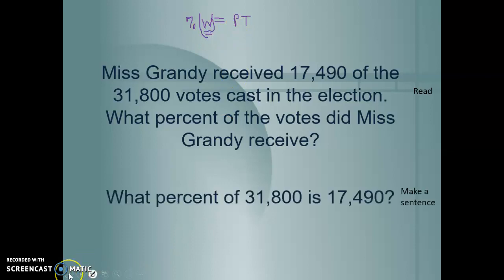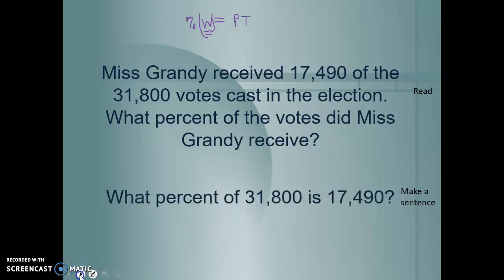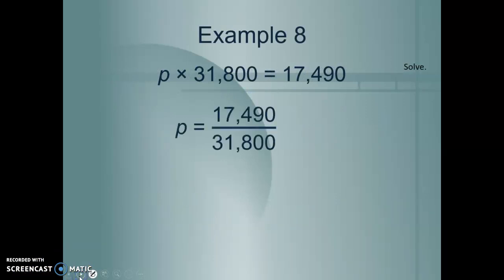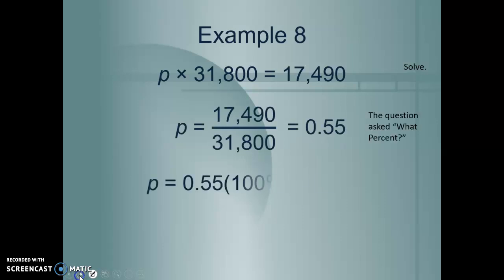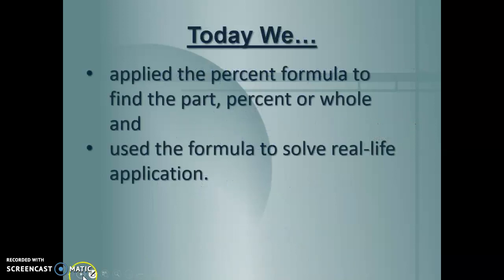What percent of 31,800 is 17,490, which as a math equation looks like this. Percent times our whole number is 17,490. From here, we use what we know about algebra to solve for P, and we find out that P is 0.55, which translates to 55%. That's what the question asked. So 55% of the votes. So, did she win by majority rules? Yes, she won the election by majority rules.